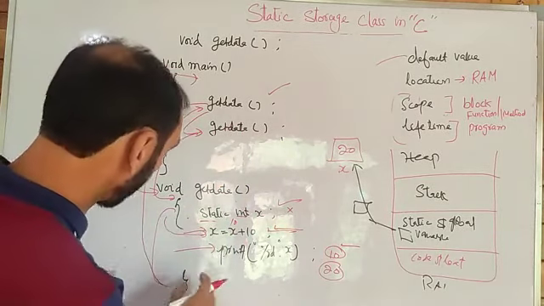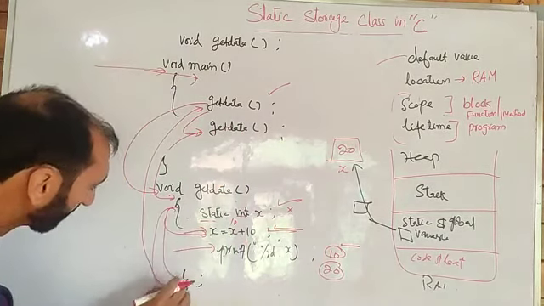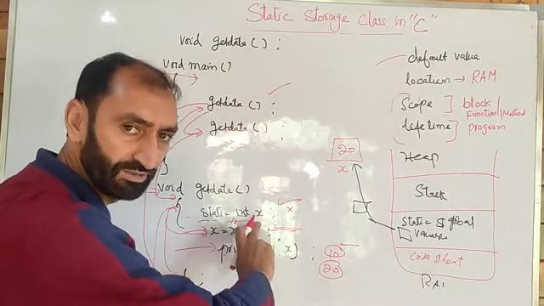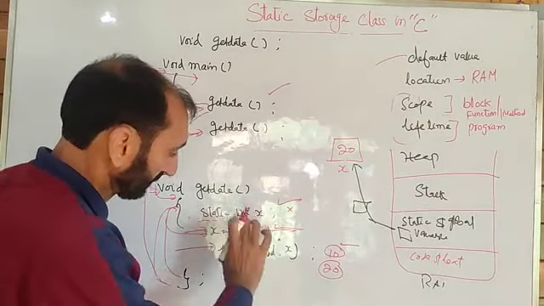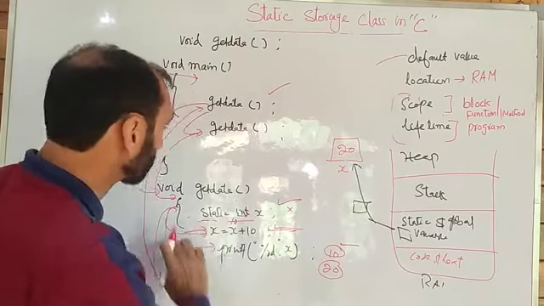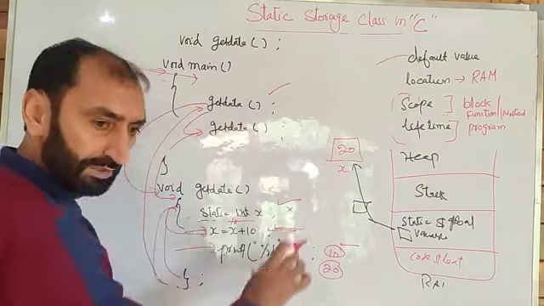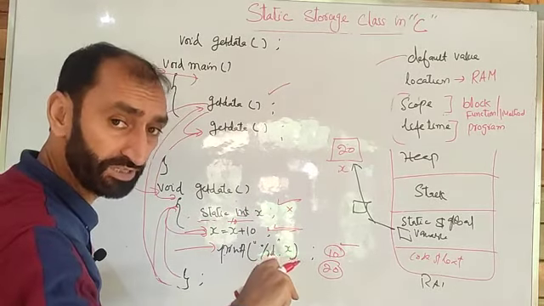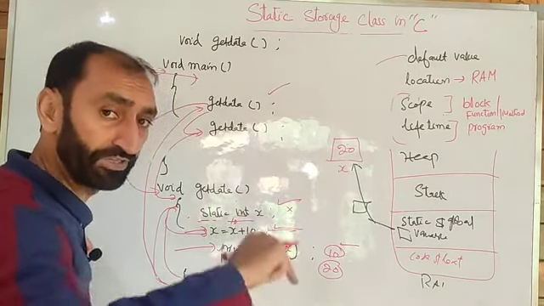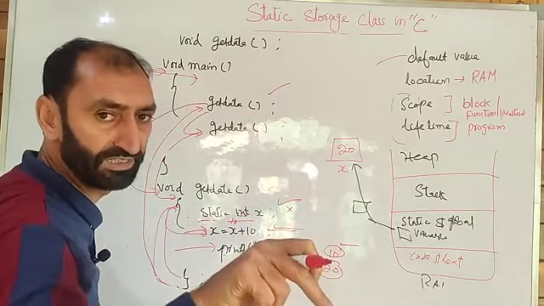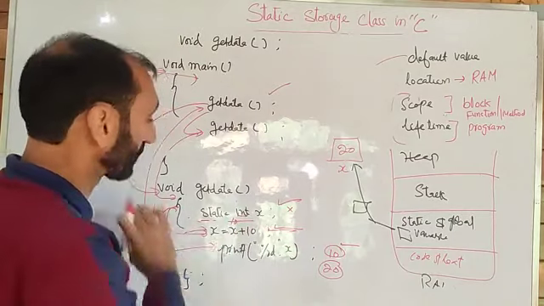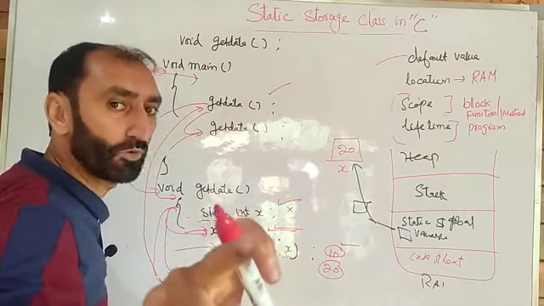We know that after exiting from this function, this static variable retains its previous data. So the lifetime of the static variable is throughout the program, but the scope of the static variable is only within the function where it has been declared, or within that block where it has been declared. The scope is not throughout the program, but the lifetime is throughout the program.